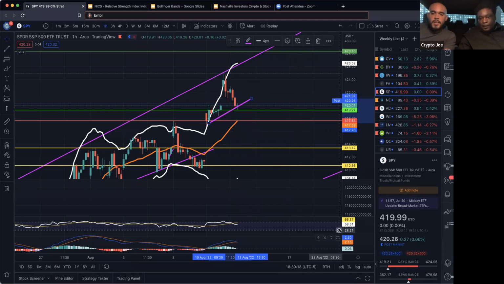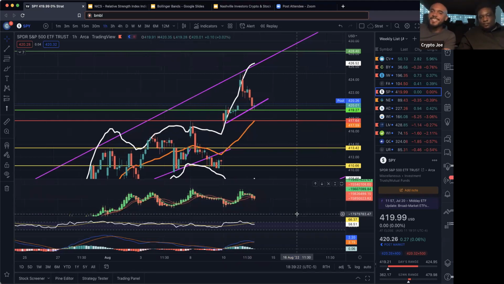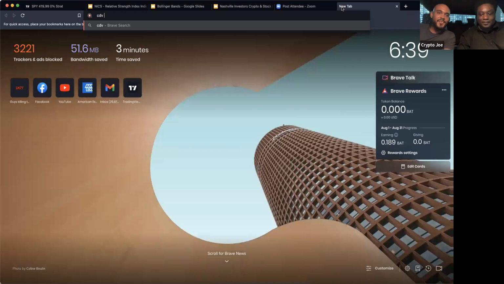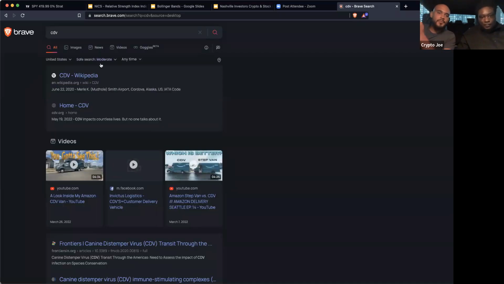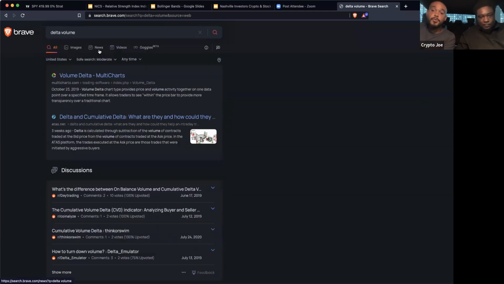Did we go over CDV? So once again, CDV kind of. It's actually just pull the definition off of Google. I don't feel like remembering all these definitions. Just look up delta volume. But basically what it is, there's that one website that explained it really well. Right there it is, delta volume. But it's basically looking at buyers and sellers and who's dominating the market at any given period of time.